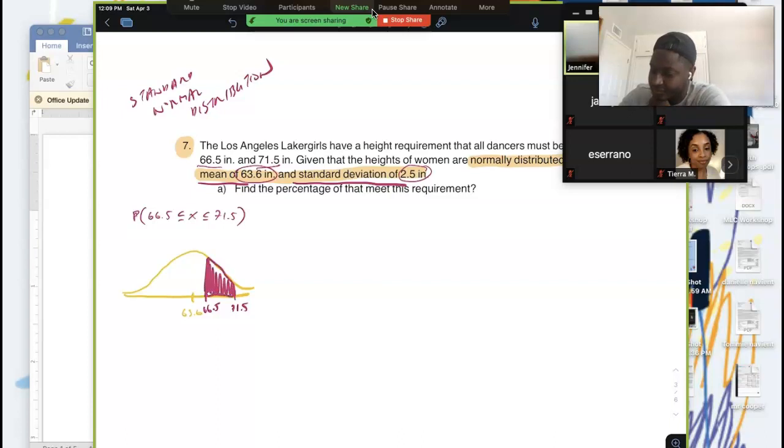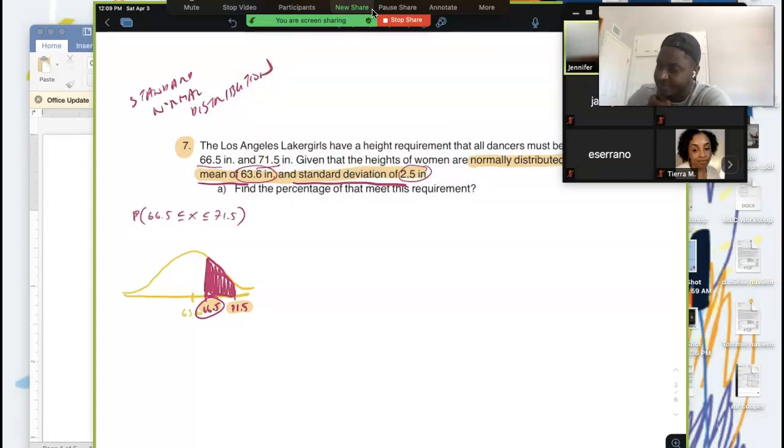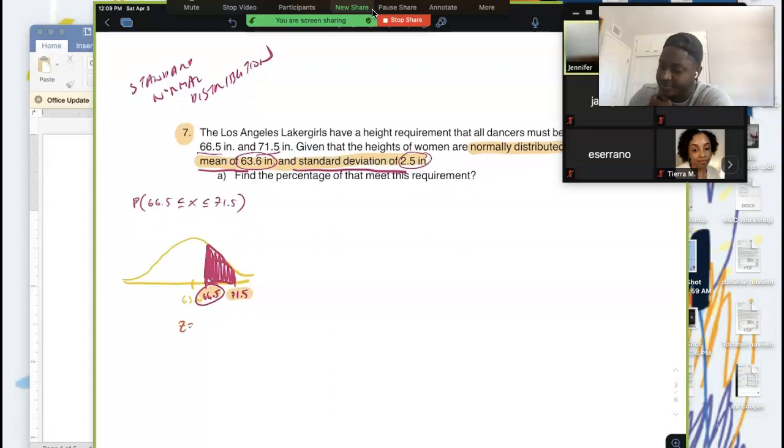All right. So what we can do to help us is standardize. We take those two values, the 66.5 and the 71.5, and turn them into z-scores, and then we can use our z-score chart or Desmos. So I'm going to take 66.5, and let's write the z-score formula. Your z-score formula is z equals x minus the mean, divided by the standard deviation.